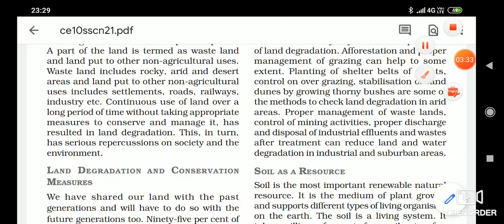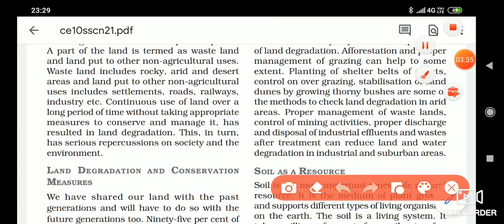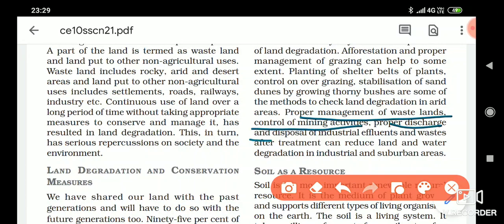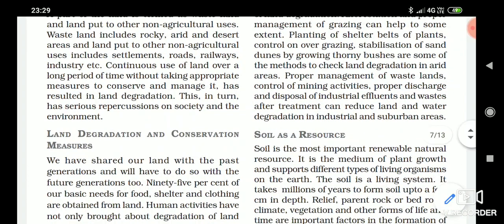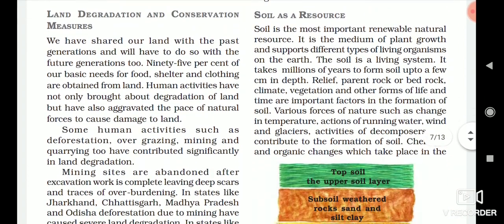So there are some more solutions: proper waste management, wasteland management, control of mining activities, proper discharge and disposal of industrial effluents. You can go through these solutions and write them down also. So treatment can reduce land and water degradation in industrial and suburban areas.